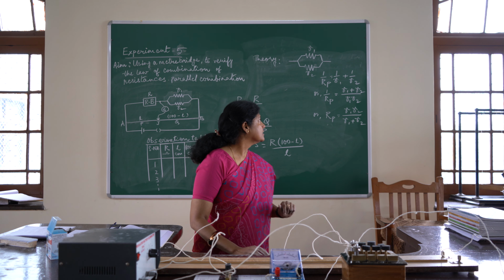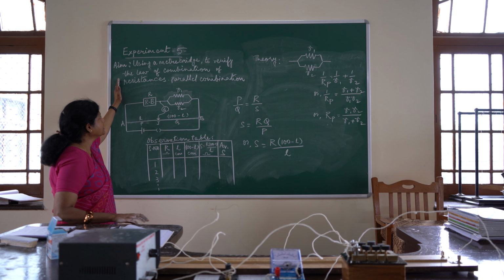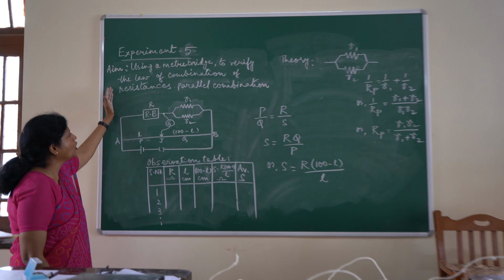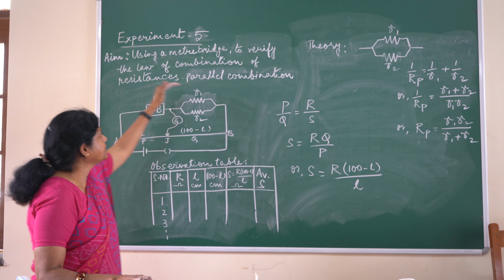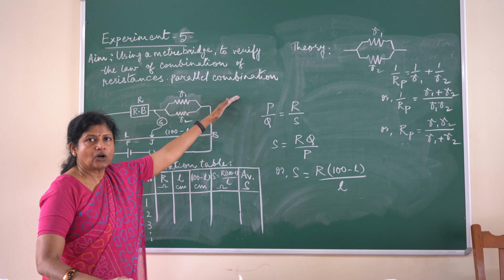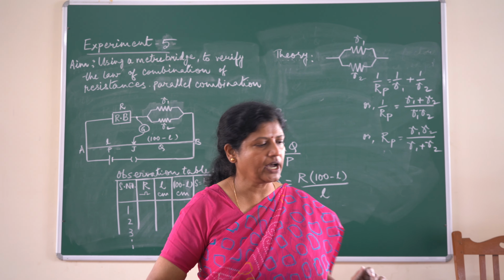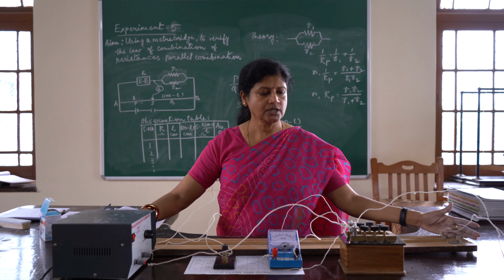Students, see experiment 5: using a meter bridge to verify the law of combination of resistances when they are connected in parallel. So, parallel combination. Now, apparatus required. You see, we are having a meter bridge.